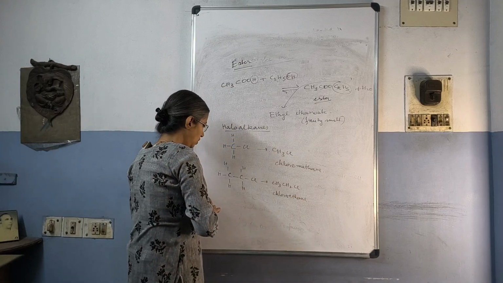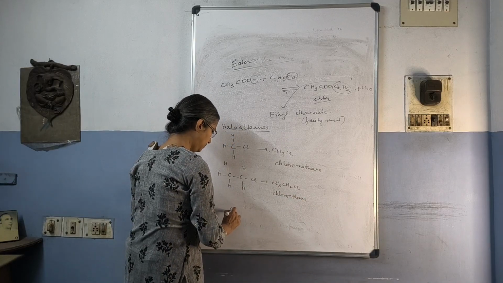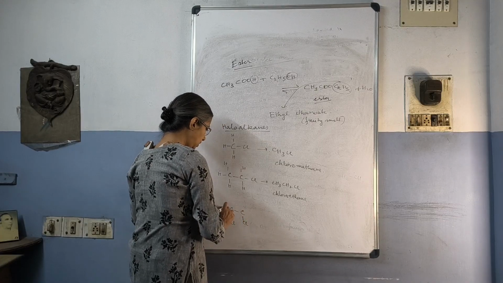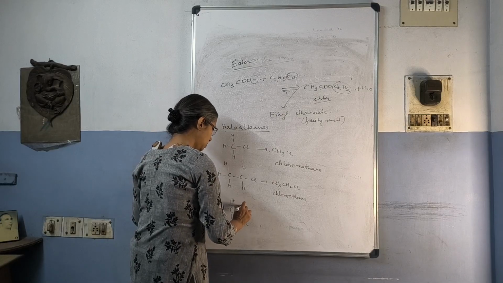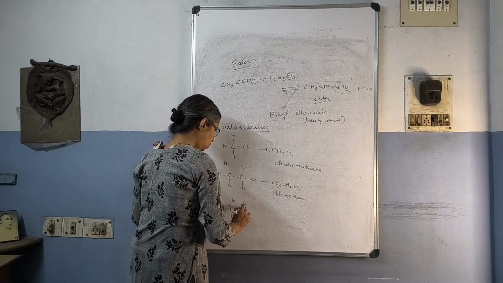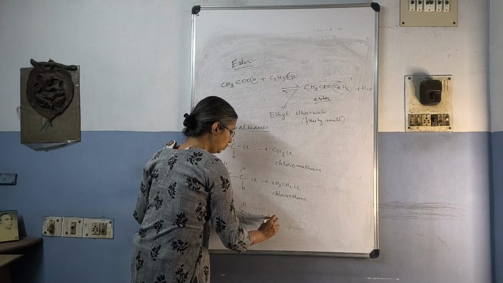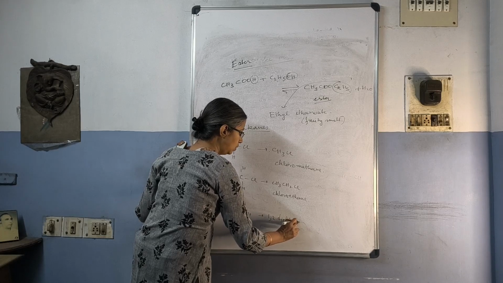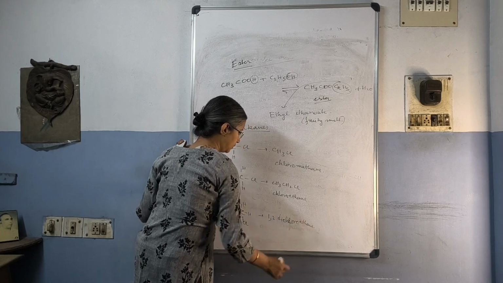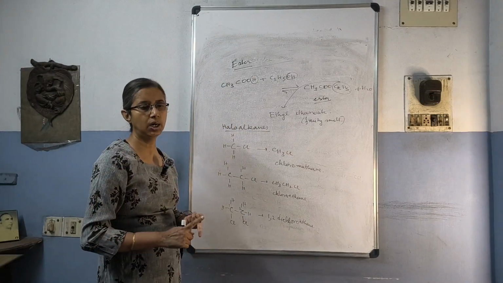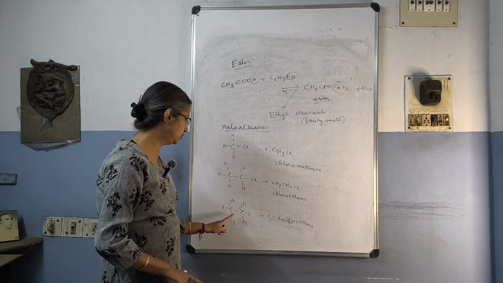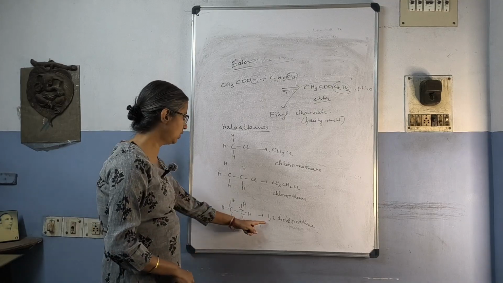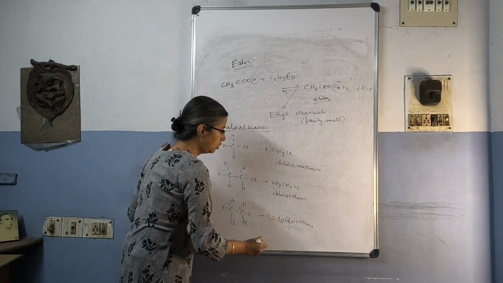Chloroethane. Now, if we have more chlorine atoms, then how will you name? Suppose this is one chlorine atom, here it is another chlorine atom, and others are hydrogen. So we will say it as 1,2-dichloroethane. 1,2-dichloroethane means one chlorine is on the first carbon, and the other chlorine is on the second carbon. So it is 1,2-dichloroethane.